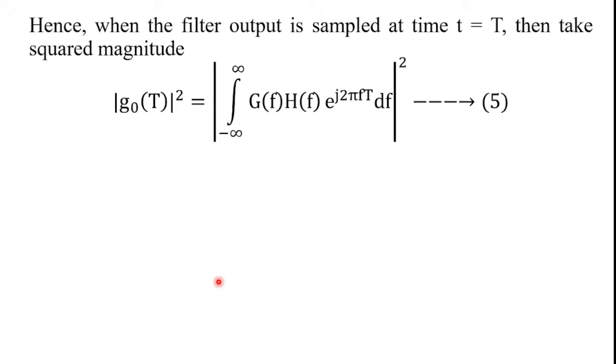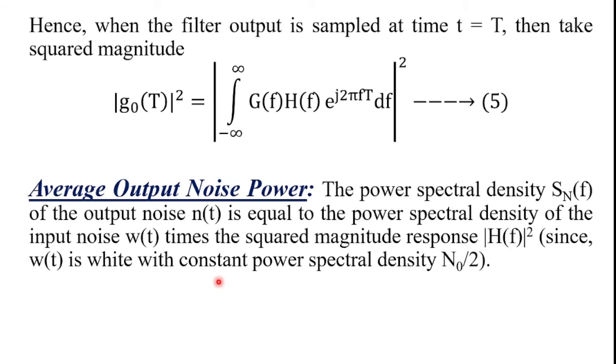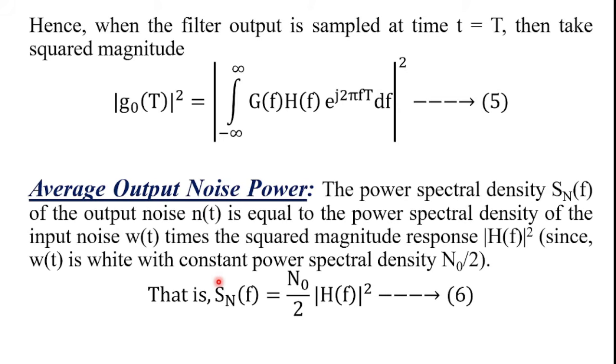Next, determine the average output noise power. The power spectral density of the output noise is equal to the power spectral density of the input noise multiplied by the squared magnitude response, that is, magnitude of H of f whole square. Therefore, the power spectral density function of the output noise, Sn of f, is equal to N naught by 2 into magnitude of H of f whole square.